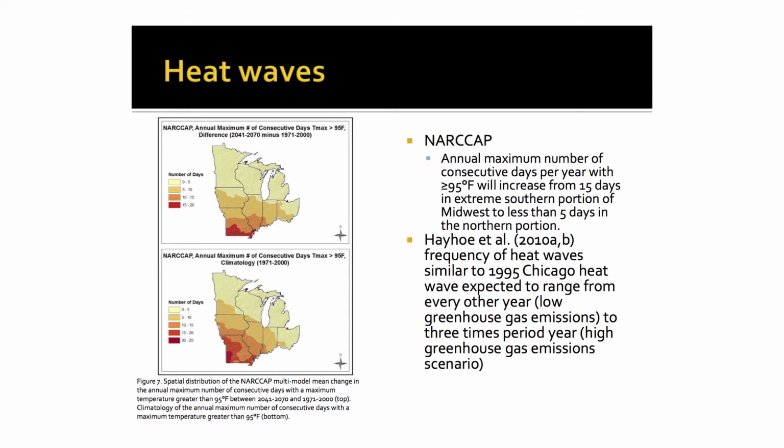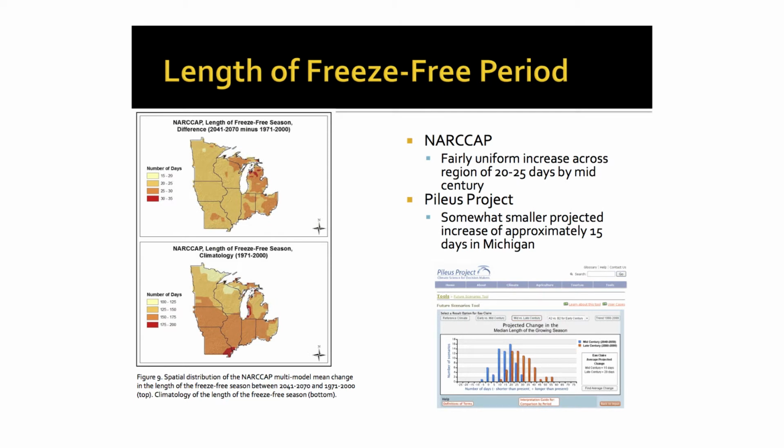So heat waves, then, looking at the number of consecutive days, we can see again the projected change is much larger to the south than to the north. And if we look at our different projections for the length of the frost-free period, it is expected to increase fairly uniformly across the area, and the downscaled scenarios are in agreement with that.